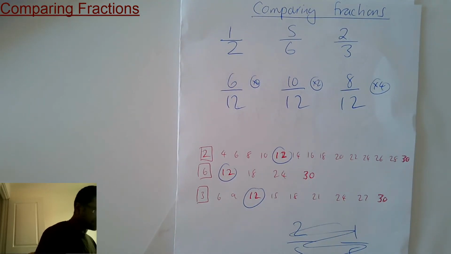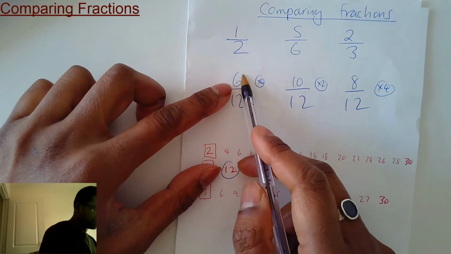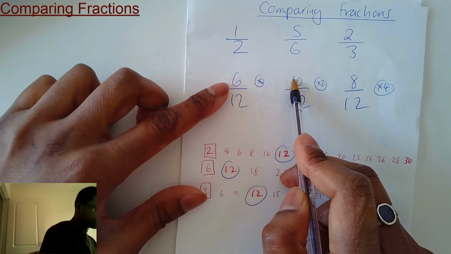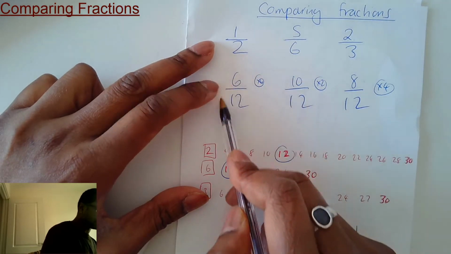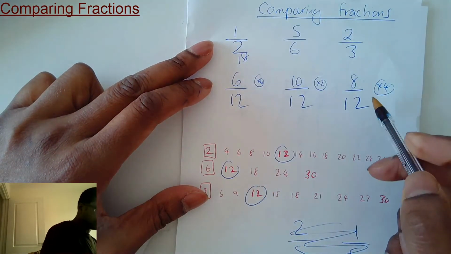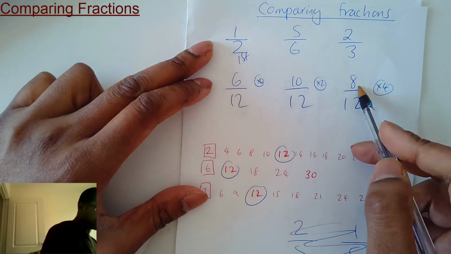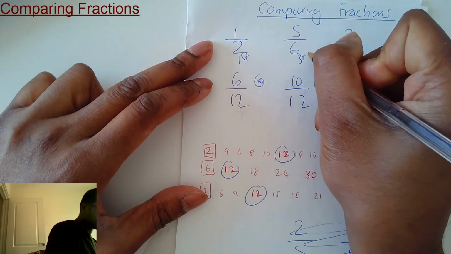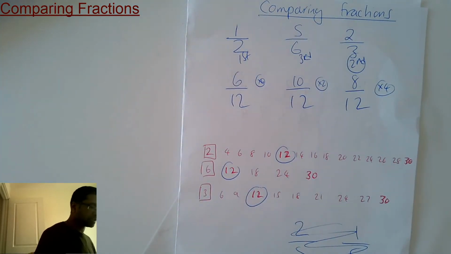So you can easily see now, smallest to biggest. You've got 6, then you've got the 8, then you've got the 10. So that's the smallest. Then it's 6, then comes 8, that's the second one. And then obviously that's the third one, smallest to biggest. That's one way of doing it.